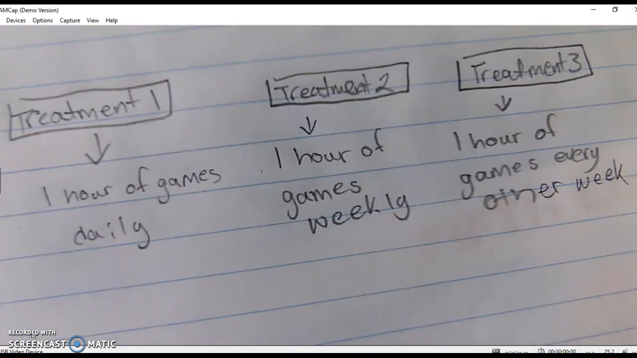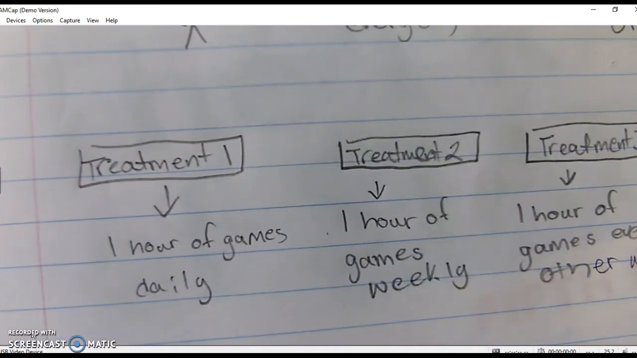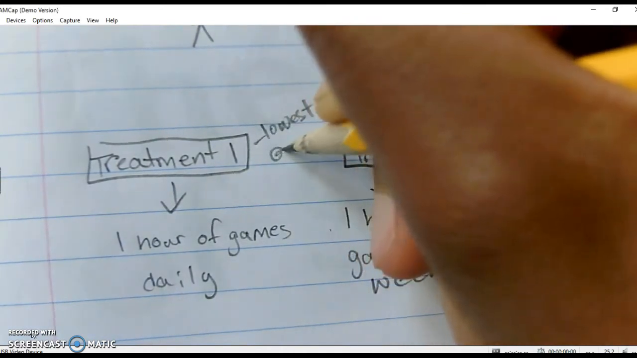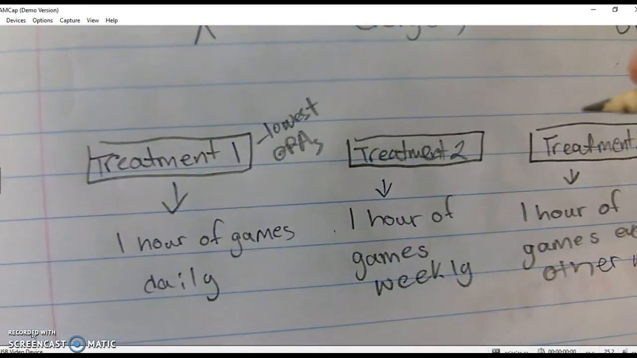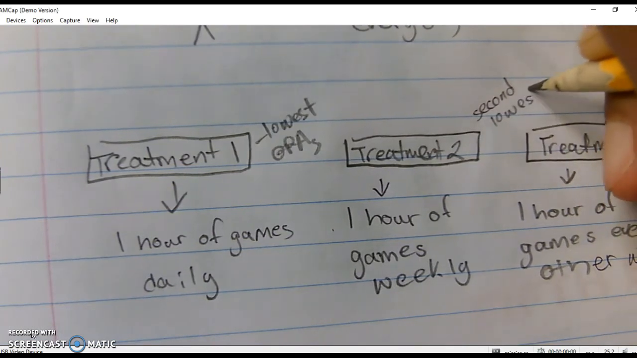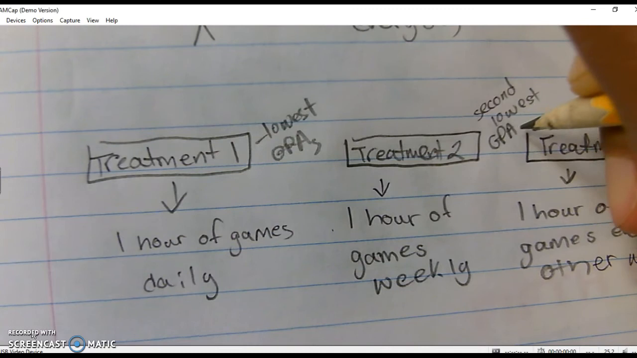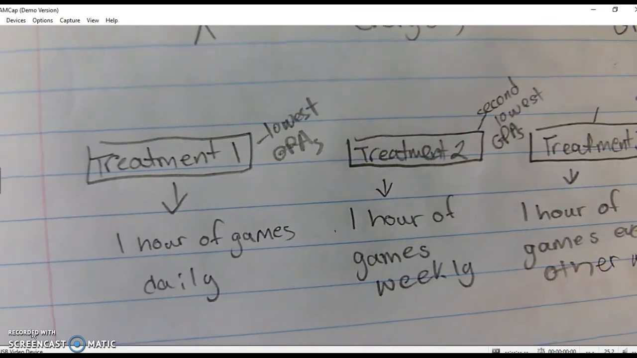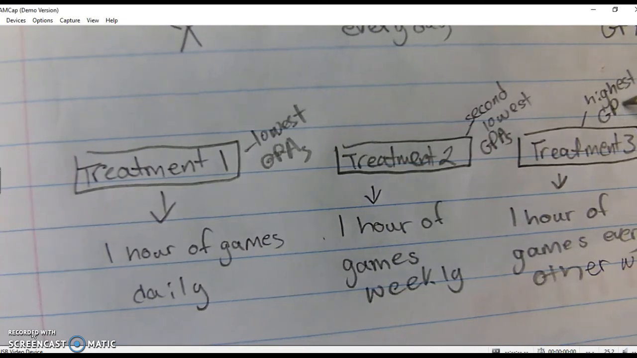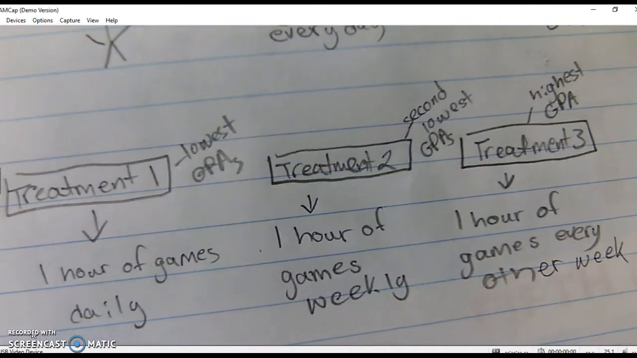Now, we need to figure out which students will receive each treatment. What do you think about this? Let's give the students with the lowest GPA treatment 1, so lowest GPAs. Students with the second lowest GPAs will get treatment 2. And then with the highest GPAs, they will receive treatment 3. What's wrong with this picture? Take a moment, pause the video, and think about your response.